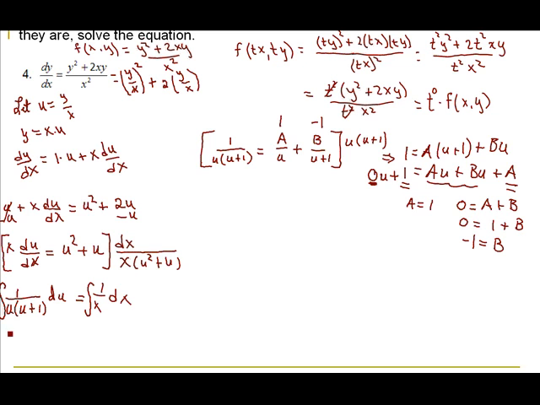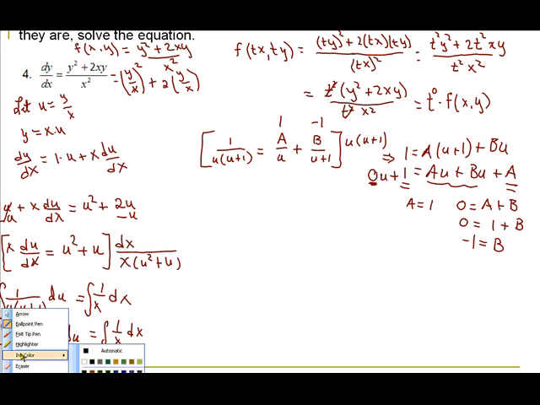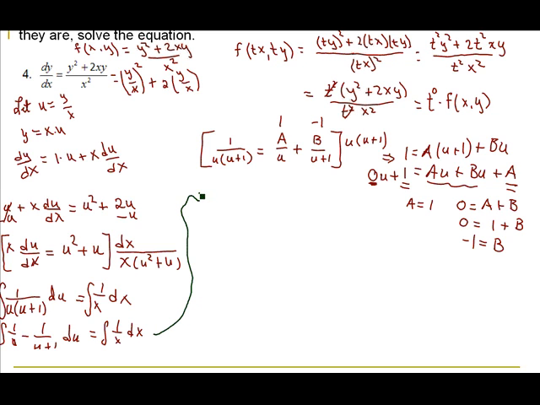And I can write this first integral as 1 over u, and the second integral as -1 over u plus 1 du. And then on the right side I have 1 over x dx. Well, when you do the integral of each one of these fractions, you're going to end up with natural logs. I'm going to change my ink color because this is getting crowded so that you can follow the progress. I'll come up here and do my integrals.